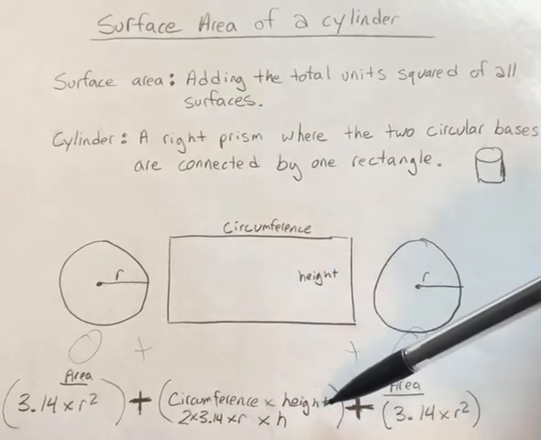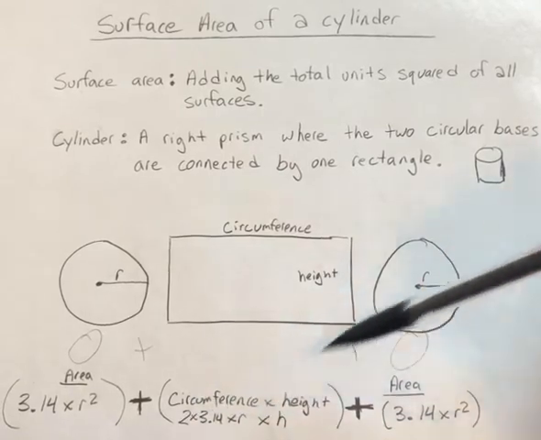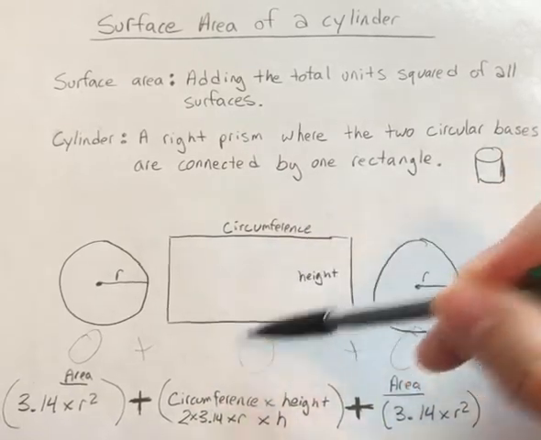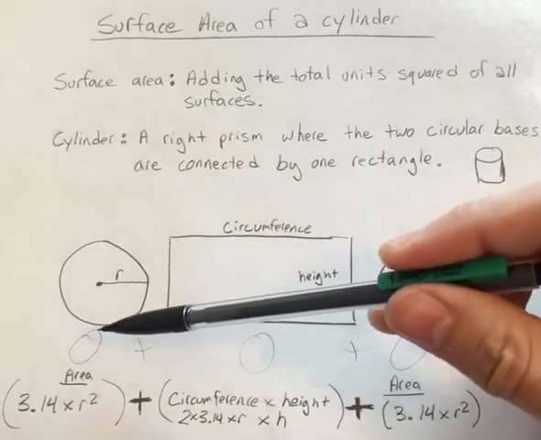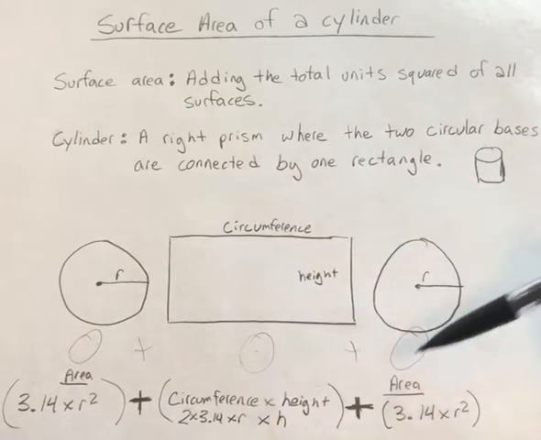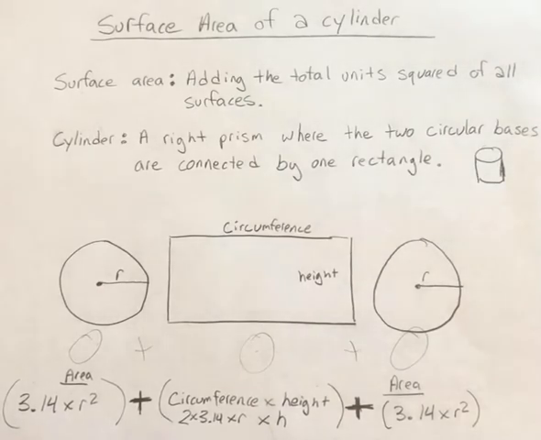So you multiply four things: 2 times pi times radius times the height. That will give you three numbers, and you'd add up those 1, 2, 3 numbers. You'd label it units squared, since it's an area problem.